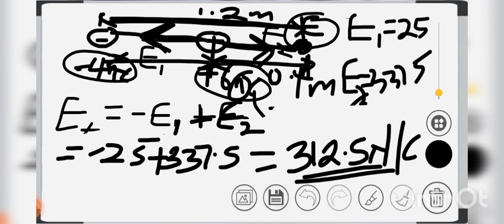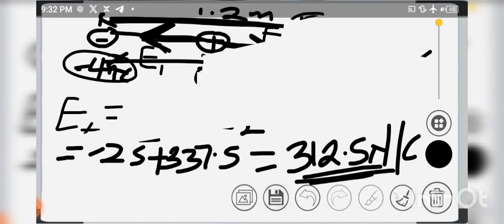Unless there is any typographical error. So this is how it is done. So let me quickly run through everything again so that you will get it properly.